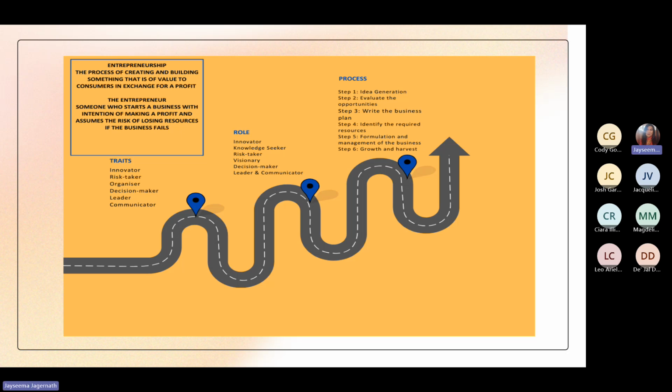So this is a summary of entrepreneur and the entrepreneurial journey. But in your exam and in your assignment, you are going to be asked to sort of use this and apply this. So I'm going to give you quick examples of how this can be used.